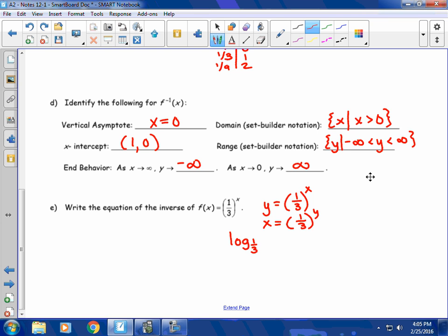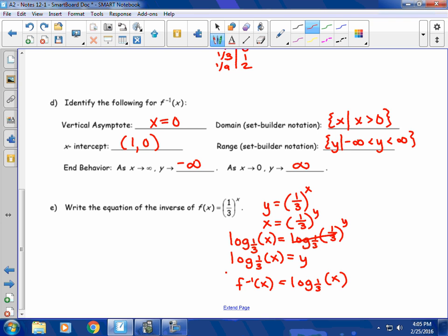So log base 1/3 of x equals log base 1/3 of 1/3 to the y. Cancel those out. We get log base 1/3 of x equals y. So our answer, f inverse of x, is equal to log base 1/3 of x.